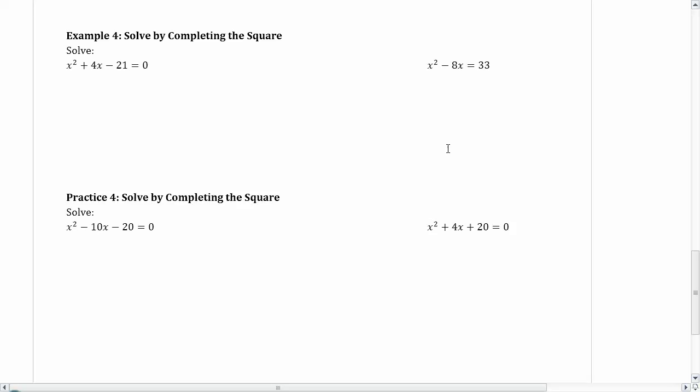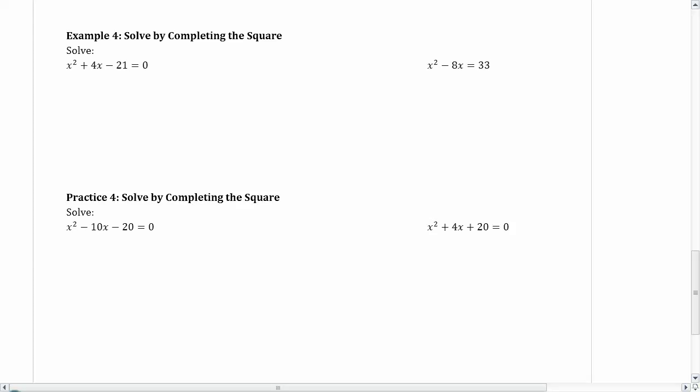So this is the last way of solving quadratics that we're going to go over for this lesson. So far we've done by factoring, by square roots, then we did by graphing. This is solving by completing the square. Okay, now one thing I like about this is that we should already be familiar with completing the square from last unit. So for this one, it's just adding the component of solving to it.